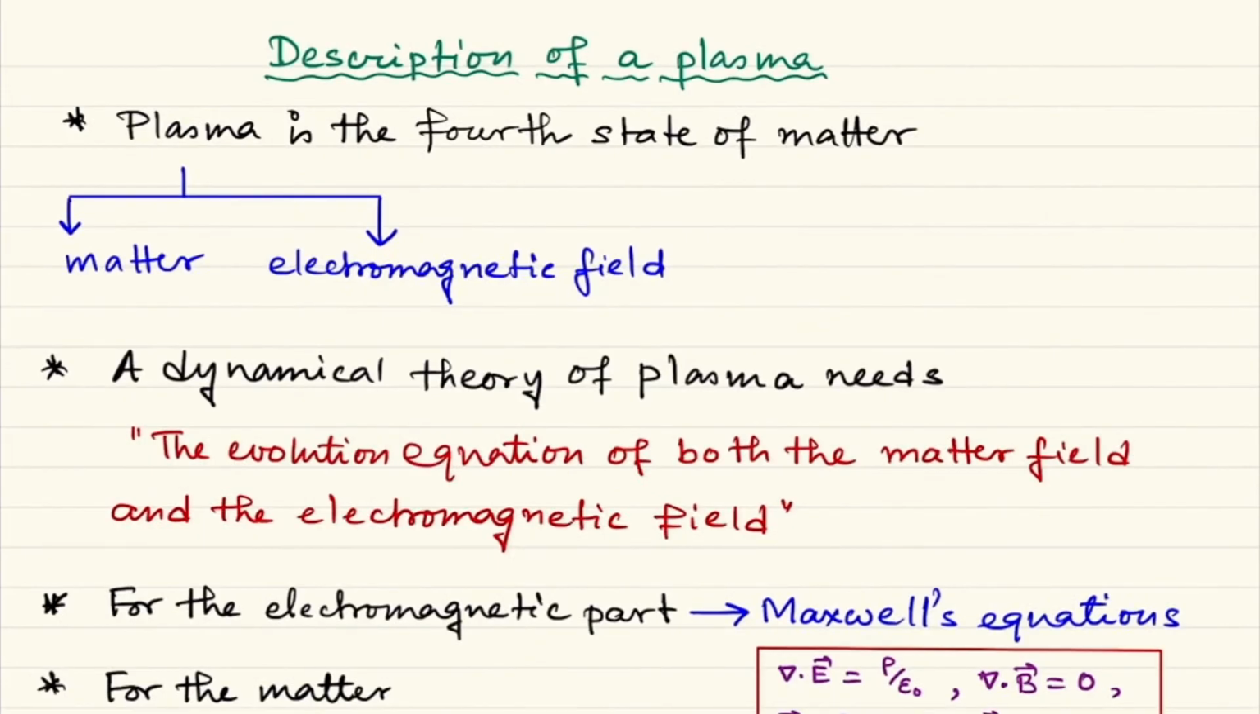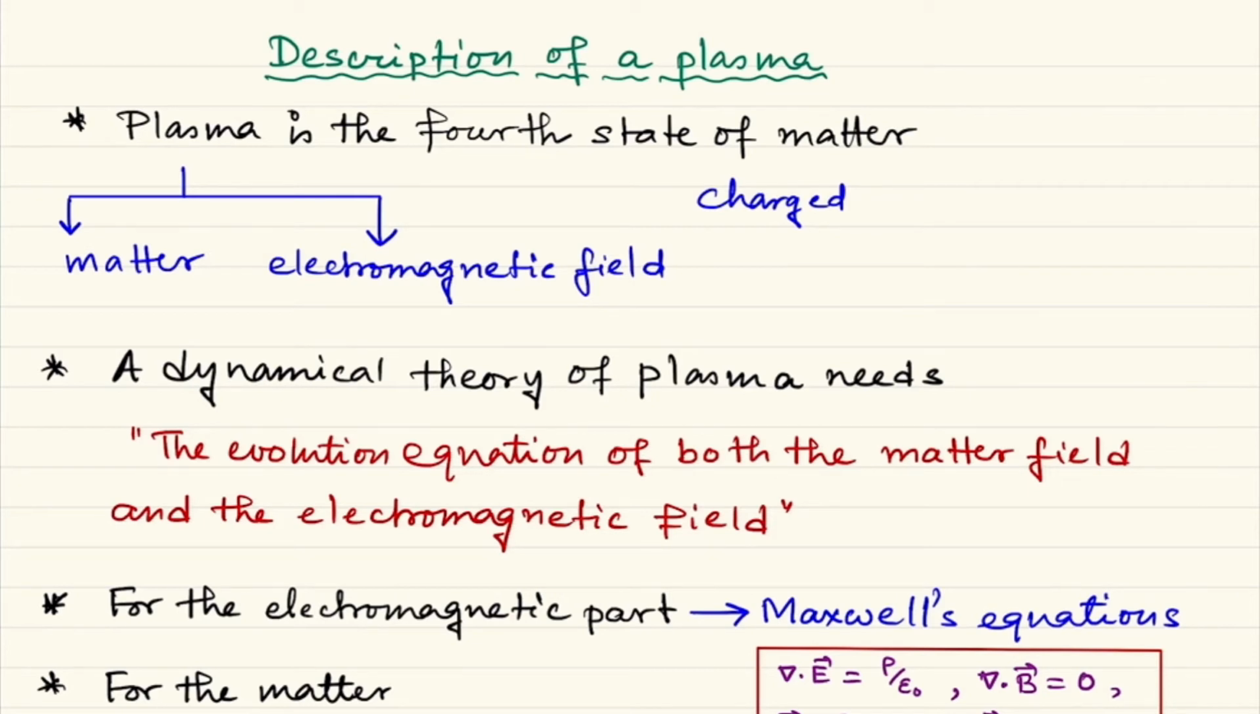Now how to describe a plasma in general? We already stated that plasma is the fourth state of matter, and so it has actually two components. One is the matter, another is the electromagnetic field, because the plasma is charged. So it has ions and electrons which are moving. I said in the previous lecture that not only should there be charged electrons, ions and neutrals, but they should be moving. And as they are moving, both electric fields and magnetic fields come into play. That is something they are creating.